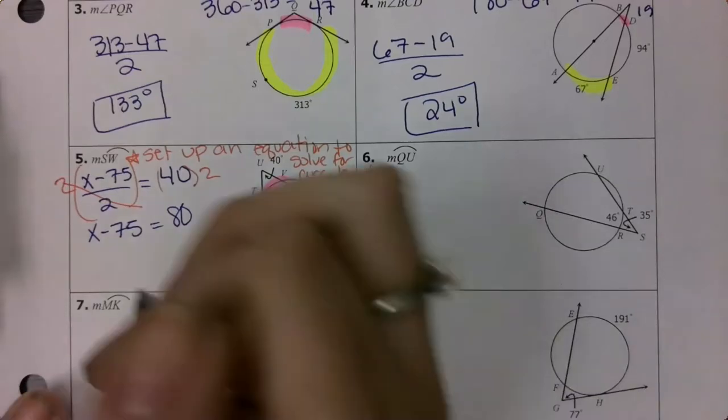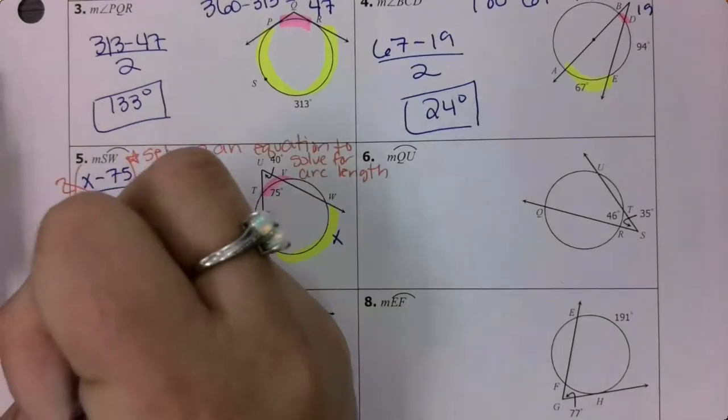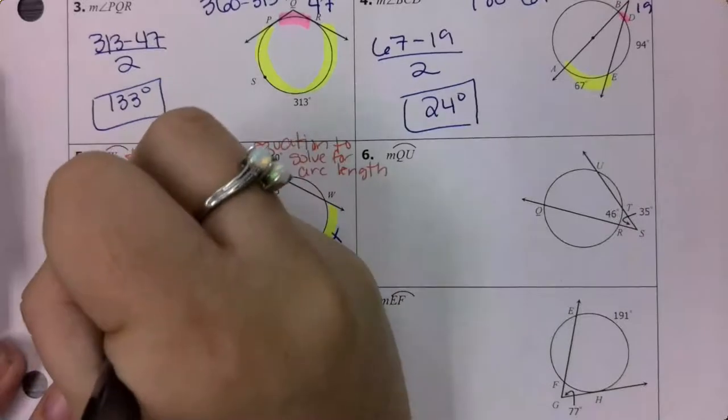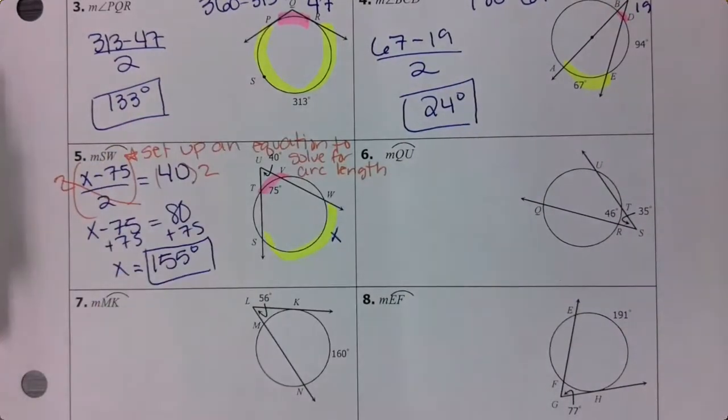Okay, then I want to go ahead and add 75 to both sides. So I get x equals 155. Questions here?